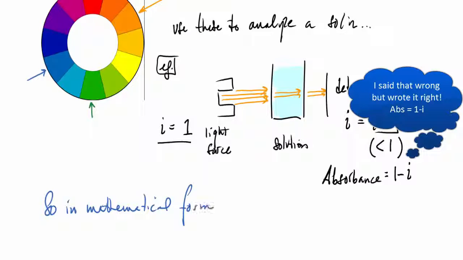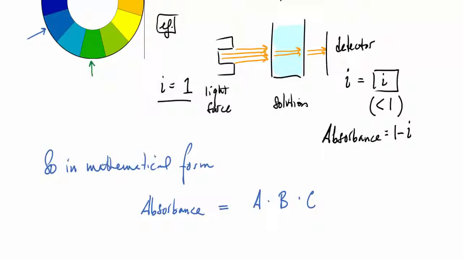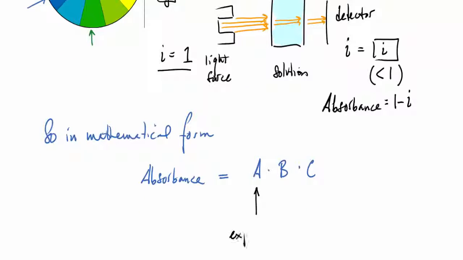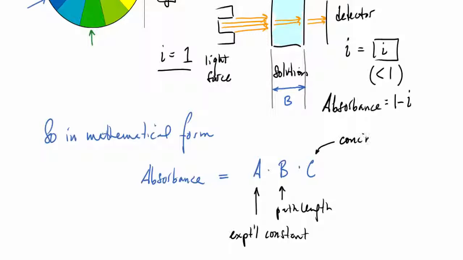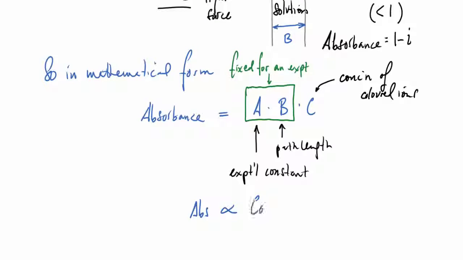So in mathematical terms, we're going to use this sense of absorbance, and the idea here is that the absorbance will be equal to some simple expression, A, B, C, where A is an experimentally determined constant, B will be the path length through the solution, this one right up here, just get that length through there, and C will be the concentration of the colored ions. So the absorbance will be greater if the concentration is greater or the path length. And notice that this A and B factor will be fixed for an experiment, and we get the idea that the absorbance will be proportional to the concentration only if we hold the other two values constant.